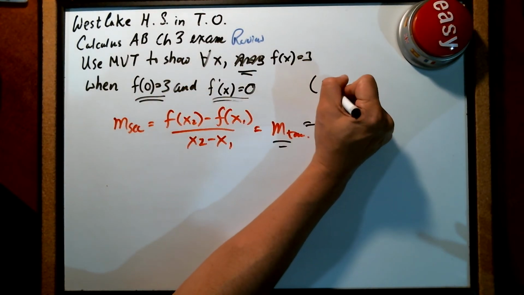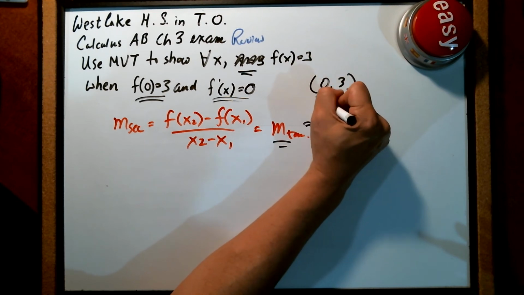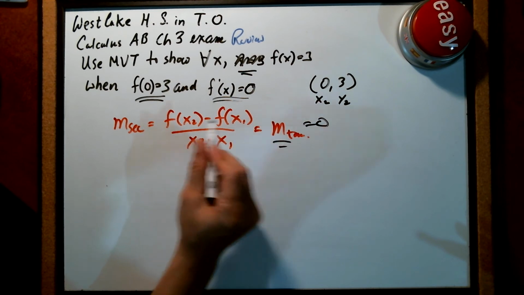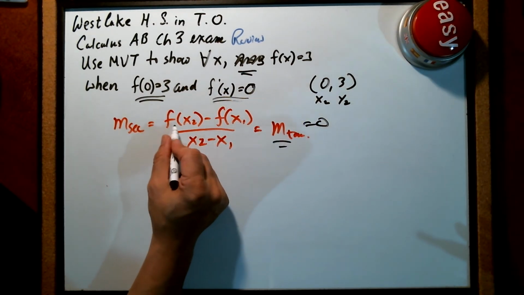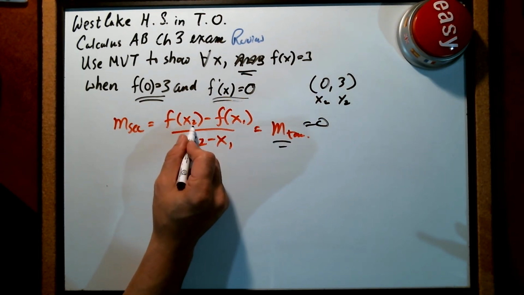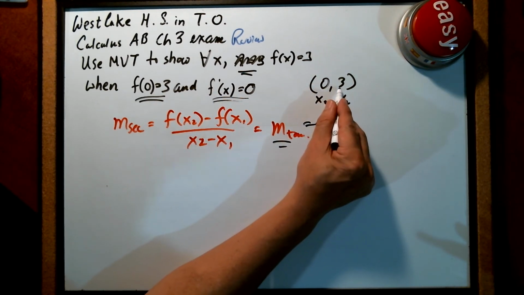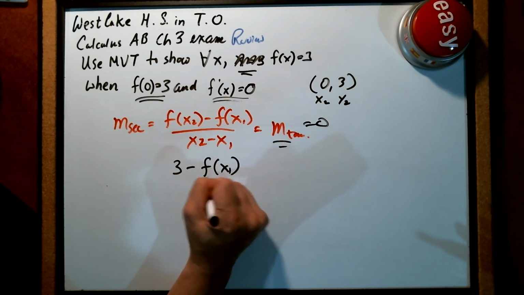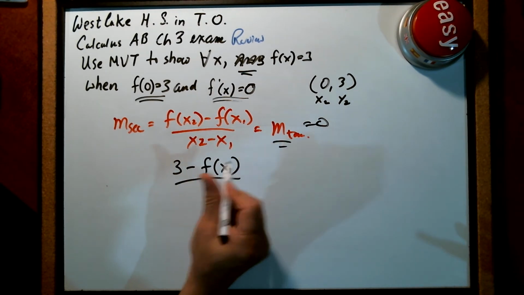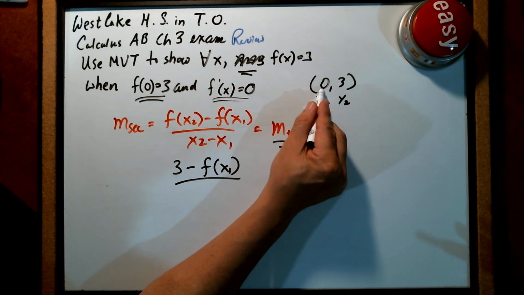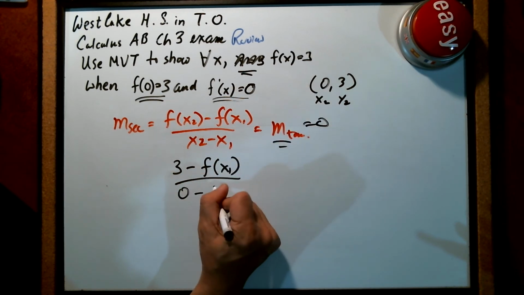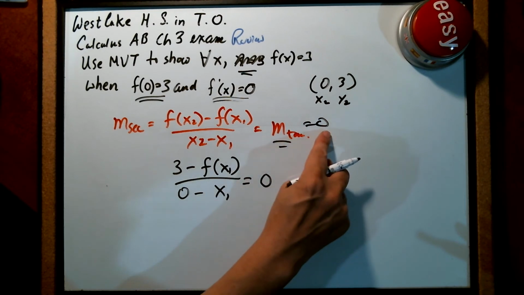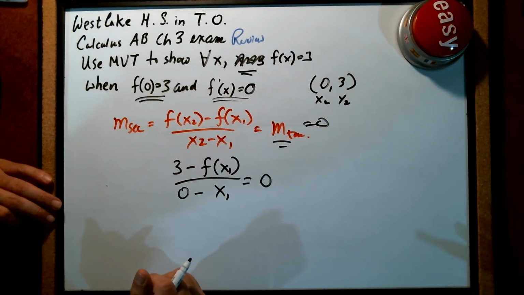This is going to be at 0, comma 3. Let's call this x2 and let's call this y2. So you can plot the x1, y1, doesn't really matter. F of x2, which is right here, that's my output. 3 minus f of x1 over 0 minus x1 has to equal 0 on the right side, because my tangential slope, they give it to you, happens to be 0.